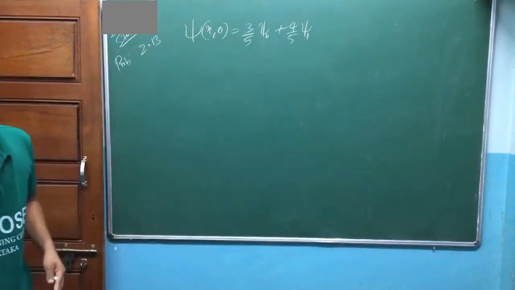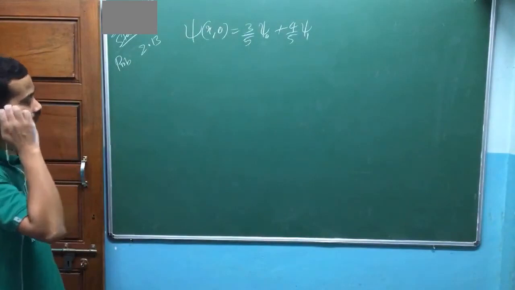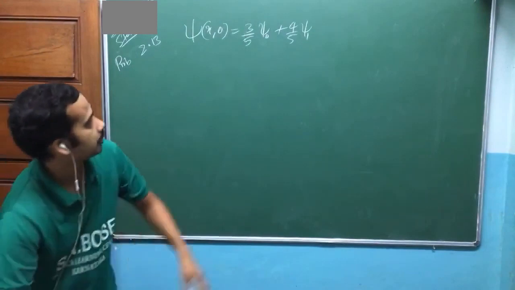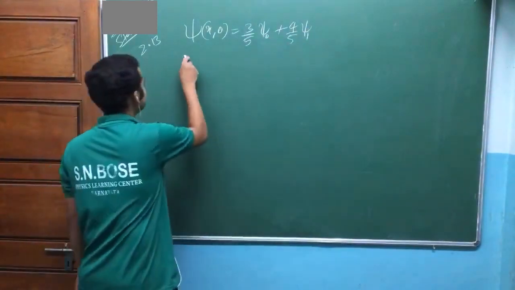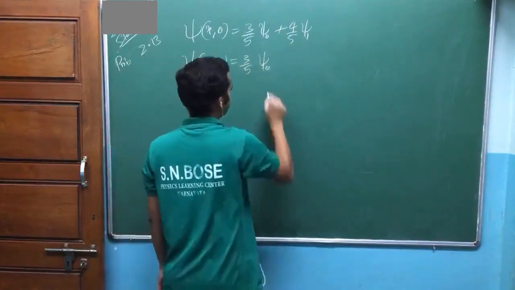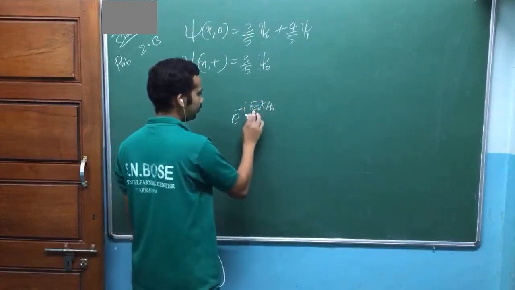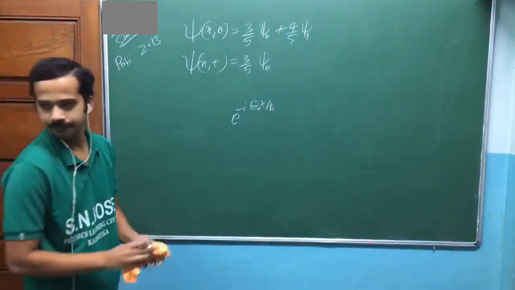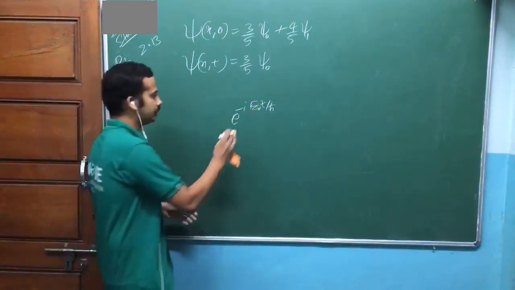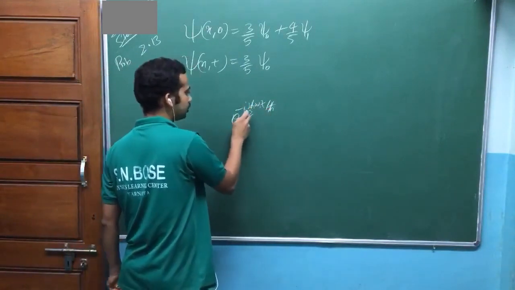Now let me just do it with the wave function concept, not in Dirac notation. Here again you can find psi of x comma t by plugging in the energy factor: 3 by 5 psi naught into e power minus i E naught t by h bar. What is E naught? Half h bar omega, the ground state energy. Now h bar got cancelled. This is equal to half omega t.